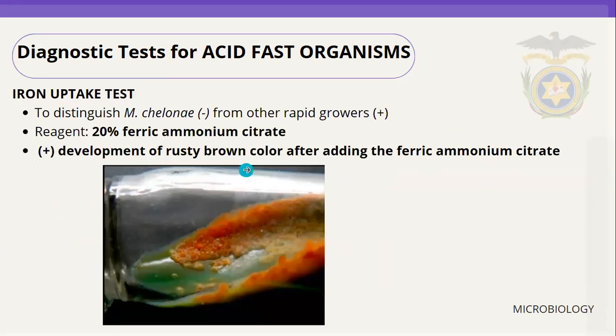Our next test is our iron uptake test, and this test is useful to distinguish Mycobacterium chelonae, which is negative, from other rapid growers which are positive. So the reagent used here is the 20% ferric ammonium citrate, and our positive result is the development of rusty brown color after adding the ferric ammonium citrate, as seen in the picture.